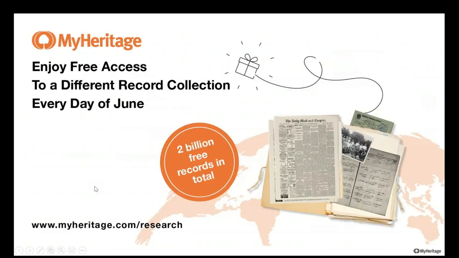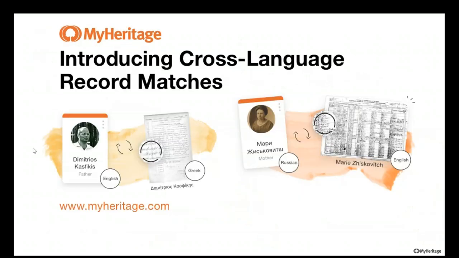But also, June is definitely the month of records, because every day in June we are opening one collection. Most of them are exclusive collections on MyHeritage, and you can enjoy it for the whole day to do research for free without any problem. So just read on our blog, blog.myheritage.com, the list of days and the collections that we are releasing every day. Now, just a few minutes ago, I started to release new information, and it is the introduction of cross-language record matches.